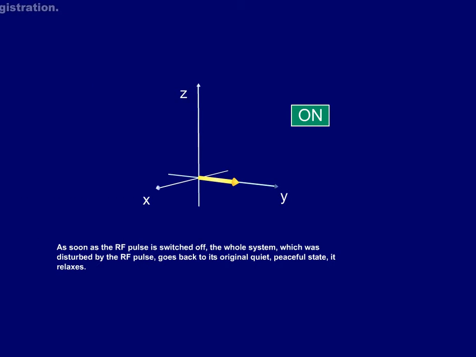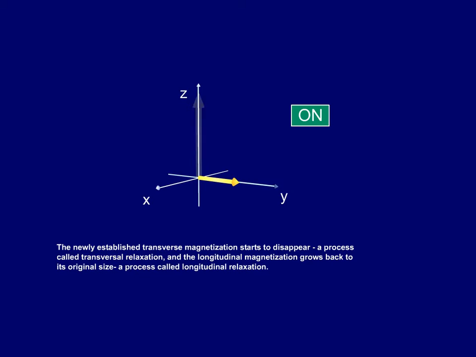As soon as the RF pulse is switched off, the whole system, which was disturbed by the RF pulse, goes back to its original, quiet, peaceful state. It relaxes. The newly established transverse magnetization starts to disappear, a process called transversal relaxation. And the longitudinal magnetization grows back to its original size, a process called longitudinal relaxation.